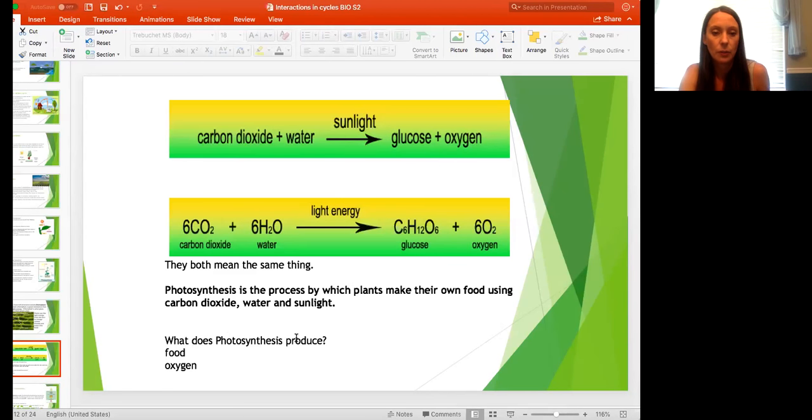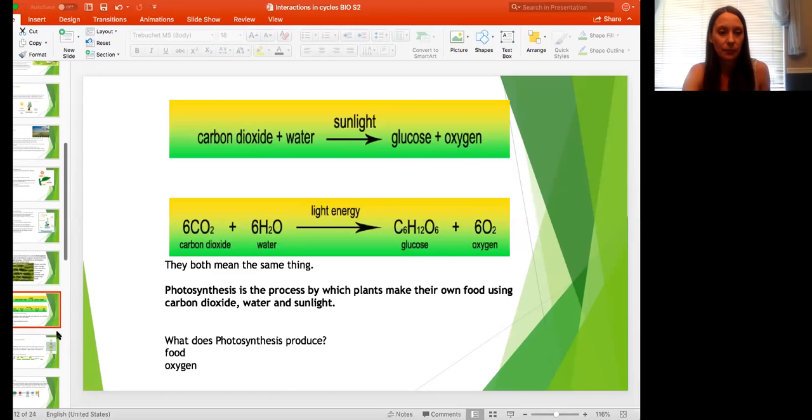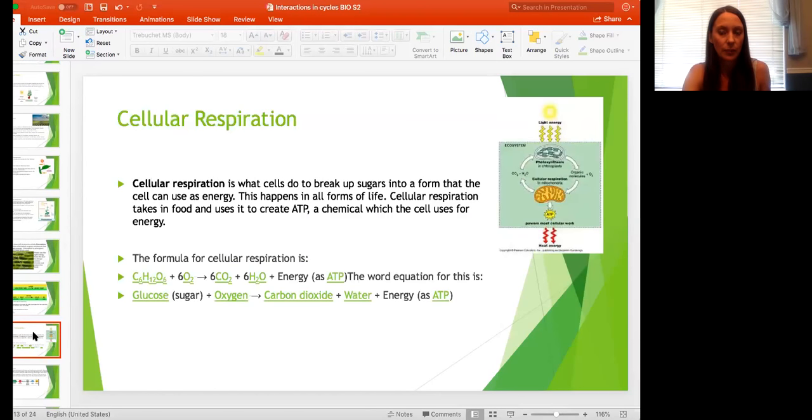So what does photosynthesis produce? Food and oxygen. That glucose is a form of sugar or energy, which gives us food. The next process in the carbon cycle is cellular respiration.